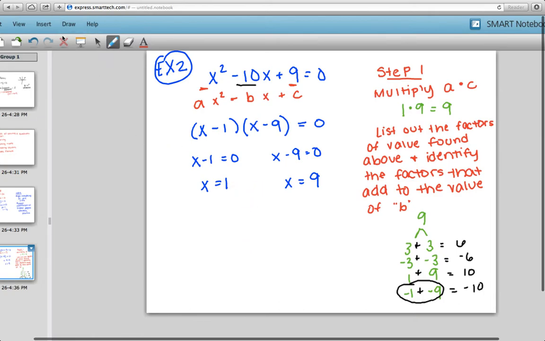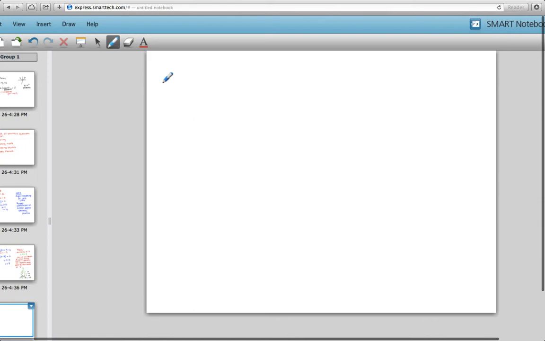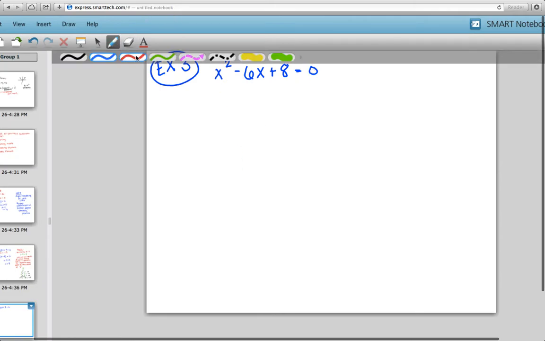All right, let's look at another one. Again, I recommend you pause your video here. Try it on your own because it's very similar to example 2. x squared minus 6x plus 8 equals 0. Okay, I'm going to go off to the side.